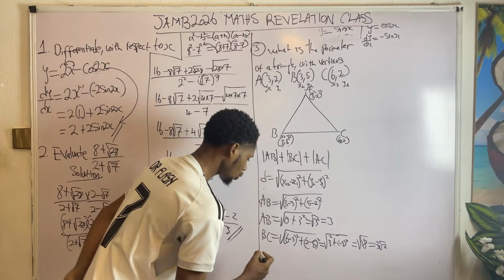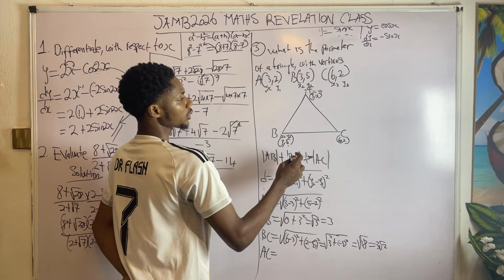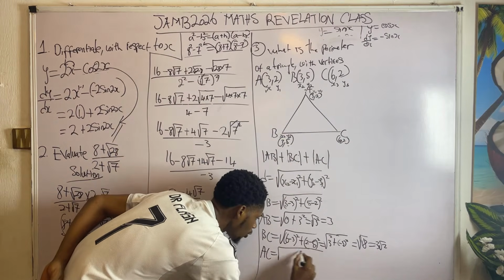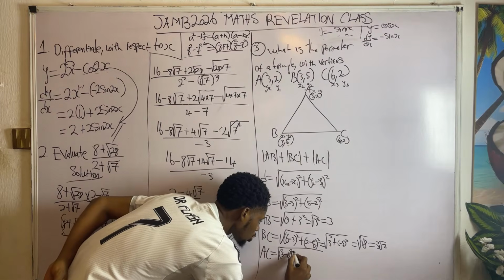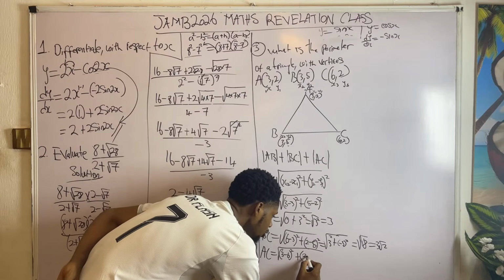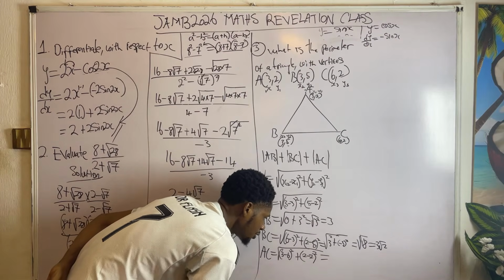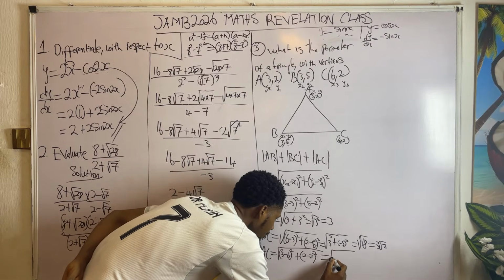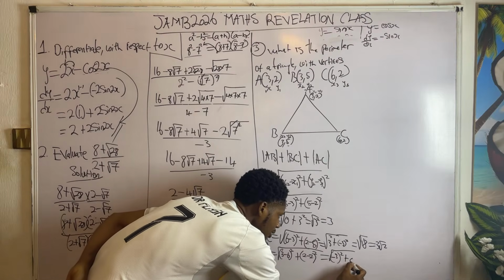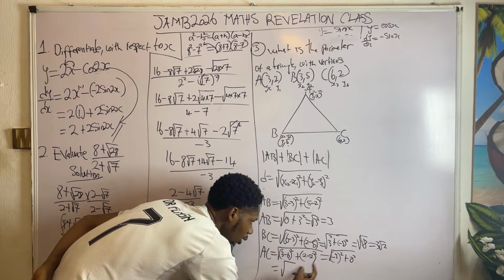Okay, now how about the next one, which is the last one? AC. That will be what now? You have the square root of 3 minus 6 all squared plus 2 minus 2 all squared. And that's going to be equal to the square root of minus 3 squared plus 2 minus 2, that is 0 squared.